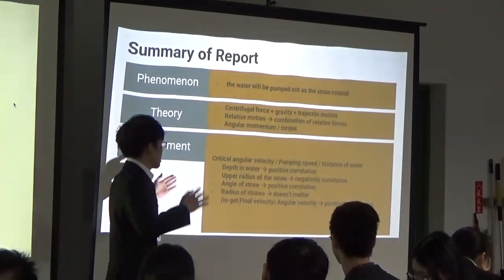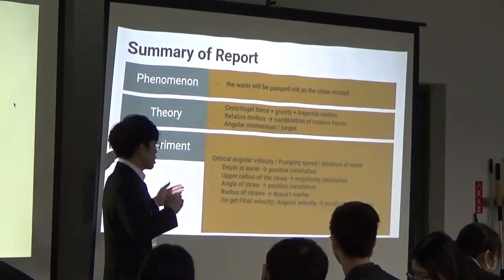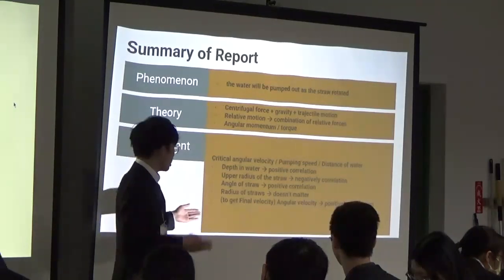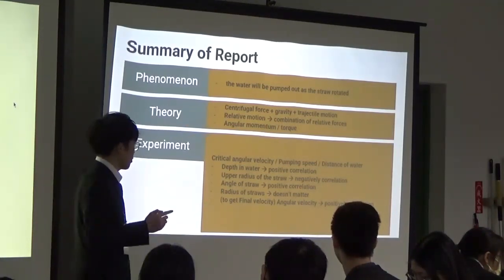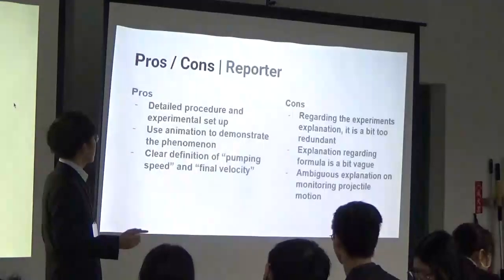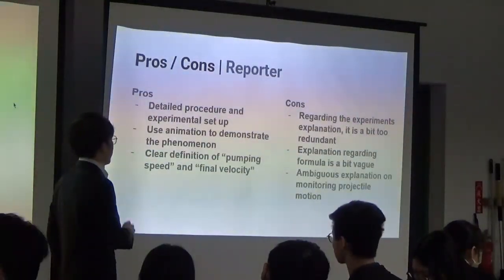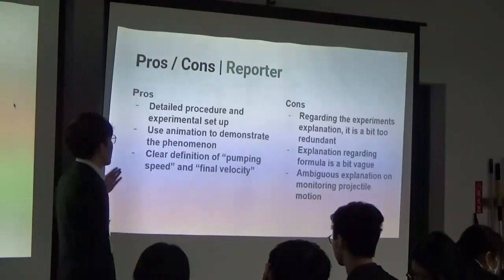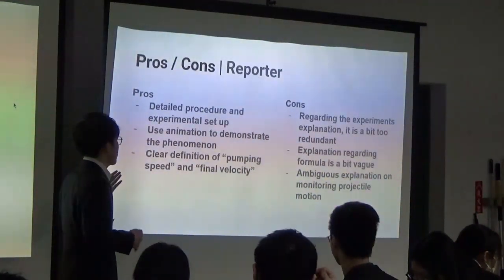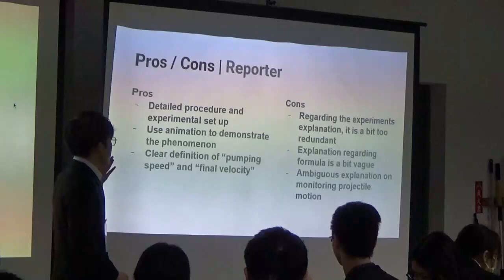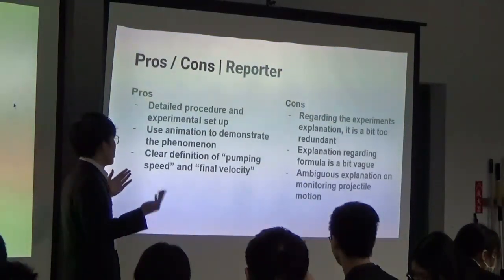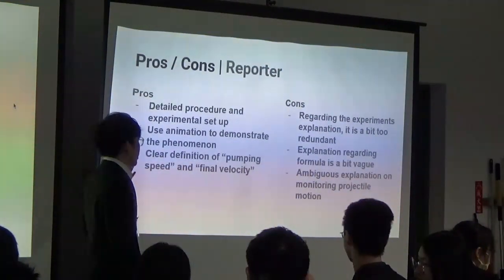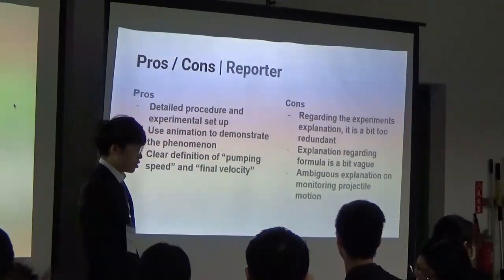In the experiment, they discover that depth has positive correlation to the pumping speed, and the upper radius has negative correlation to the pumping speed. The angle of the straw has positive correlation, the radius of the straw doesn't have any correlation with the pumping speed, and the angular velocity has positive correlation with the pumping speed. So let's talk about the pros and cons of the reporter. First, they have a detailed procedure of the experiment and a very meticulous experimental setup. Second, they use animation to illustrate the phenomenon, which makes it very clear. And also, they have a very clear definition of pumping speed and final velocity.